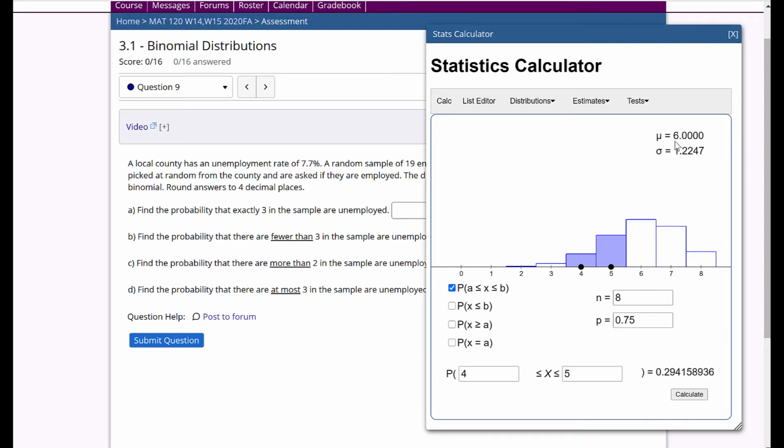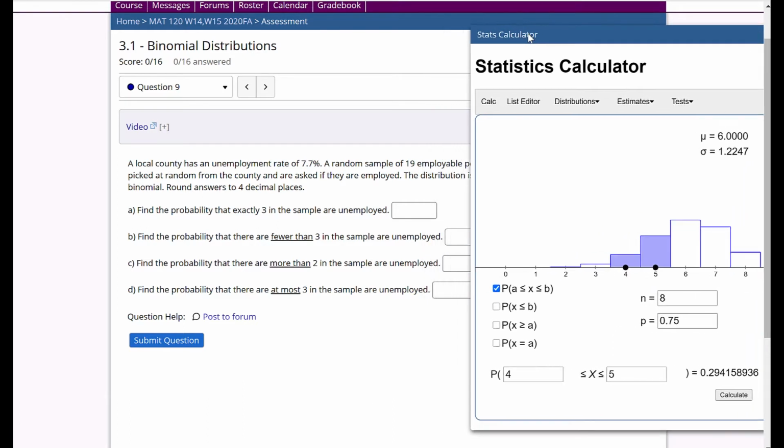In addition, the mean and standard deviation of your binomial distribution is automatically calculated for any values of n and p that you enter. So you don't even need the formulas for the mean and standard deviation of a binomial distribution. You get them automatically right there. So let's take a look at this example here.